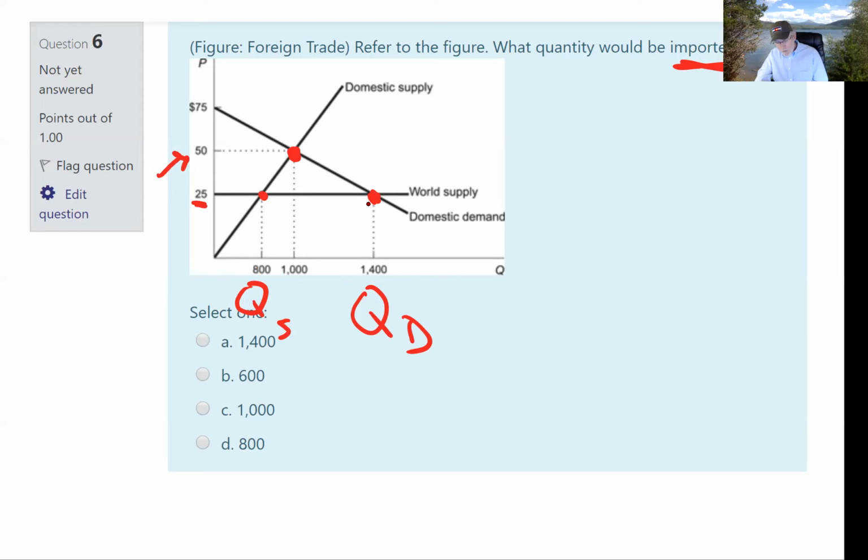The amount that will be imported is just the difference between the quantity that American consumers want to buy and the quantity that American producers want and are willing to sell. Okay, so that gap is going to be 600.